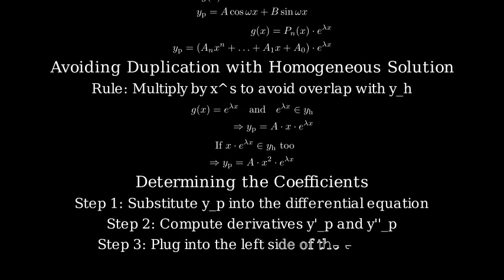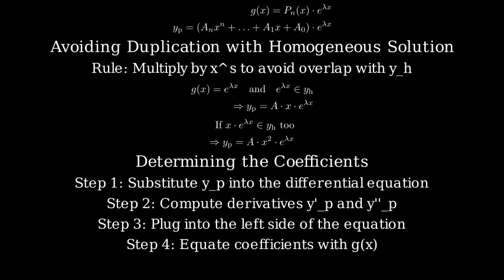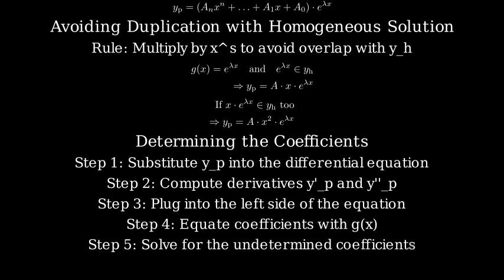Step 3. Plug these into the left side of the original equation. Step 4. Equate coefficients of like terms with the right side g of x. Step 5. Solve the resulting algebraic system for the undetermined coefficients. Let's illustrate this with an example.